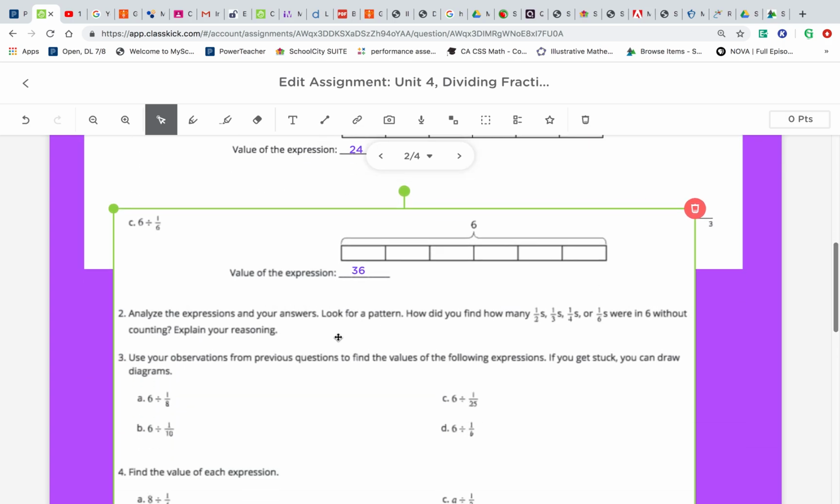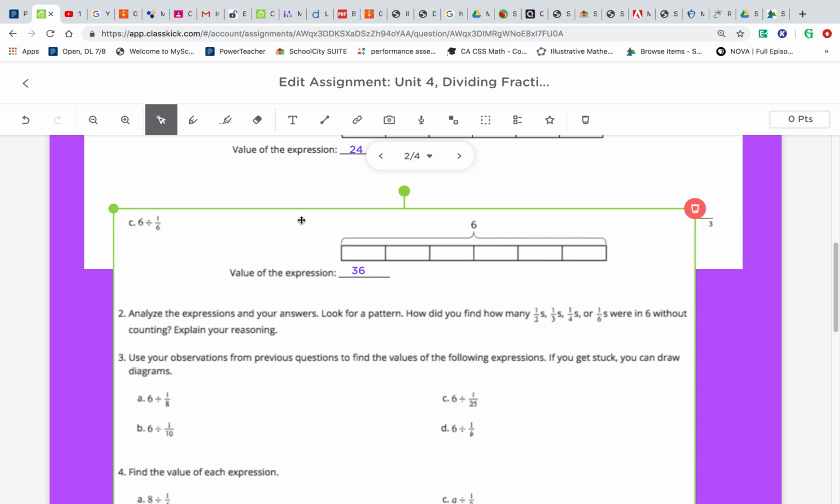All right, it says here, analyze the expressions in your answers and look for a pattern. How did we find how many 1/2, 1/3, 1/4, or 1/6 were in 6 without counting? Well, of course, what we did is we took the 6 and multiplied it times the denominator. That's all we did. That way you didn't have to count individually every time. Based on that, they want to give us a few more practice problems to do here. They mentioned that if you get stuck, you can draw diagrams, but they're not expecting you to draw diagrams every time. In fact, as you get older, you probably might not draw a diagram very often at all, but it helps to understand it. So that was the point of that.